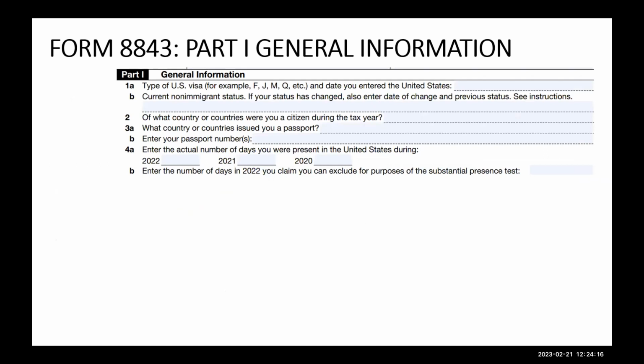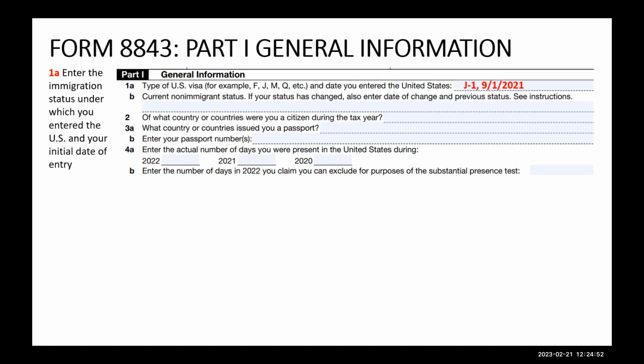Okay, so that was the heading. Now we're going to look at part 1, general information. So this, again, everyone fills out this section, and you start with the type of your US visa. And by visa, they really mean what non-immigrant status were you admitted into the US with. So you would just input J1 or F1, depending on what you were admitted in, and then the date that you entered the US. So I just threw in those dates.